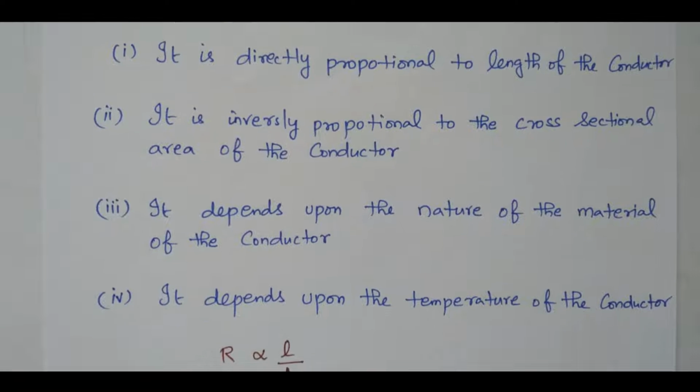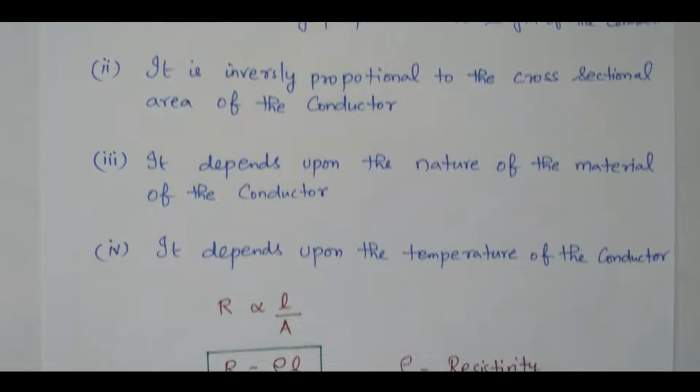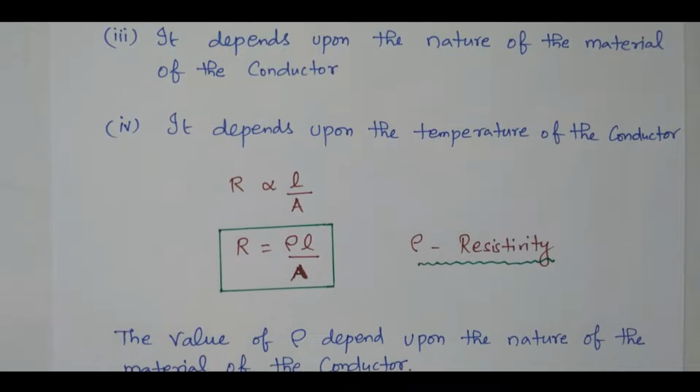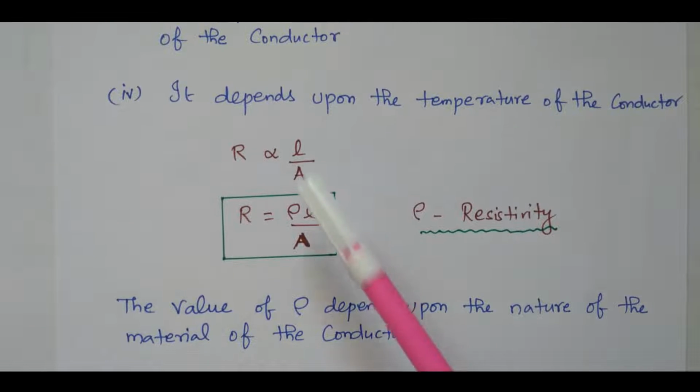And it depends upon the temperature of the conductor that we already discussed. Ohm's law is applicable only at constant temperature, so resistance depends upon temperature also. Based on the above statement, it is clear that R is directly proportional to L by A: directly proportional to the length of the conductor, inversely proportional to the area of the conductor.